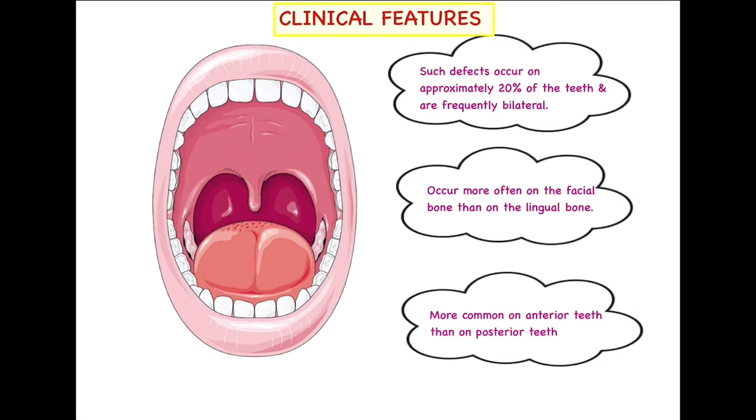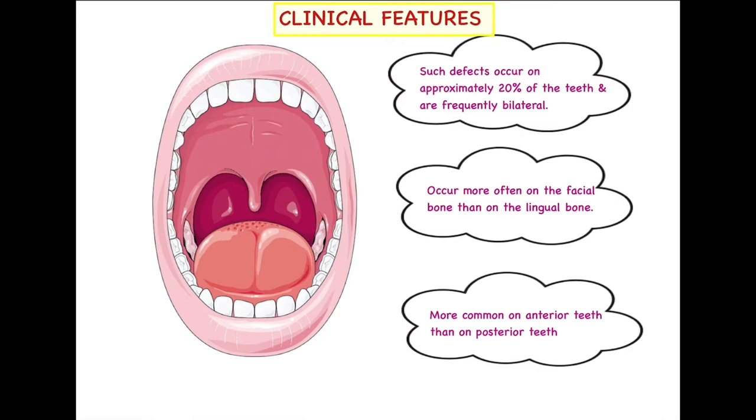As we have previously discussed, labial protrusion of the root is an important predisposing factor for fenestration and dehiscence. So obviously, these kinds of defects are more likely to involve the facial bone than the lingual bone. Now, the most common teeth affected by these defects are the anterior teeth. Because, when we discussed the predisposing factors previously, these factors are more commonly present in the canine.